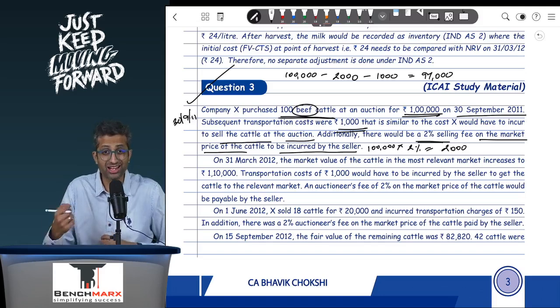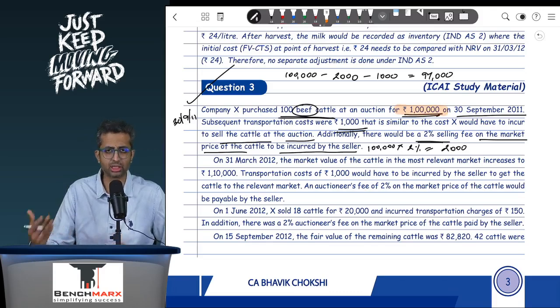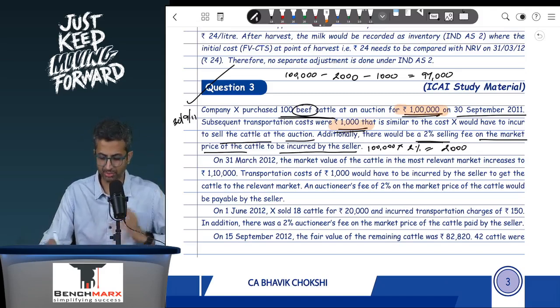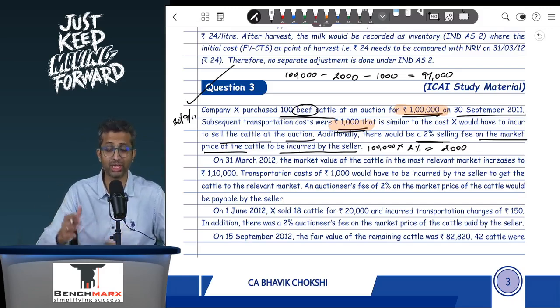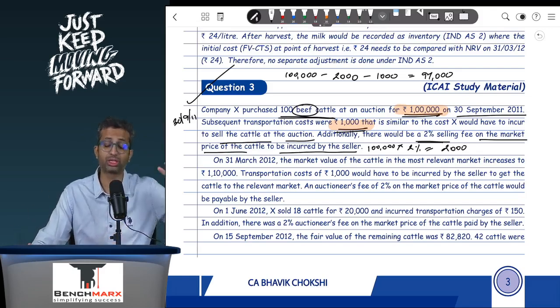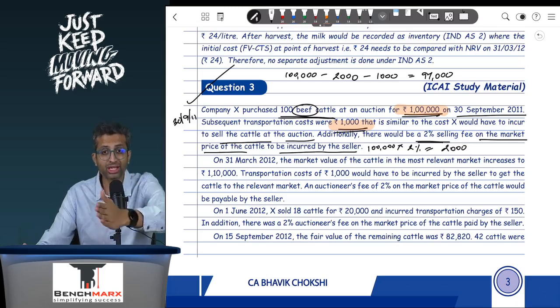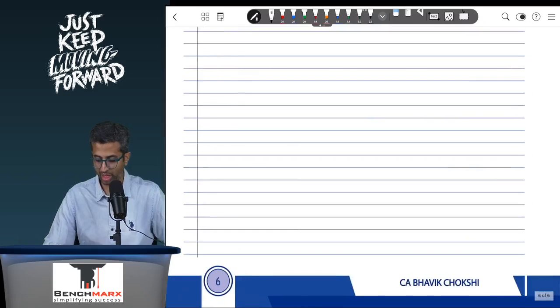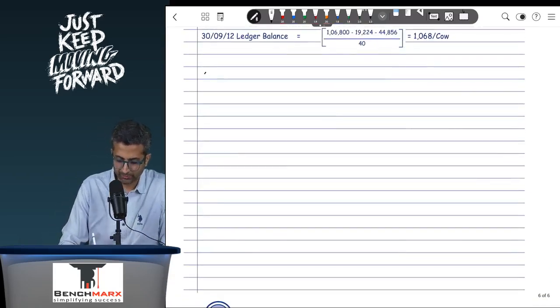Well, at the time of purchase, you will have to pay 1 lakh rupees. So that is incurred to buy this cattle. The 2% commission you will not need to pay now, and another 1000 rupees to get the cattle to your farm, for example, and as a result you will pay a total of 1 lakh plus 1000. Sir, but you have already taken 1000, that is a separate 1000 to take it back from the farm to, let us say, the market, and as a result what you will be paying is 1 lakh 1000.